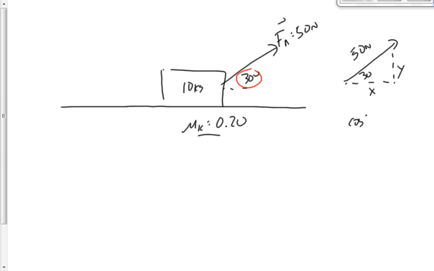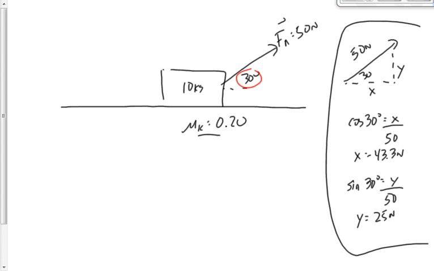Let's say cosine 30 degrees is equal to adjacent over hypotenuse. X ends up being equal to, I think, 43.3, is that right? 43.3. Thank you. And we're going to say the y component is the opposite side, so sine 30 degrees is equal to y over 50, or y is equal to 25 newtons. All right, so there's my little aside. I've just gotten rid of my 50 newtons.